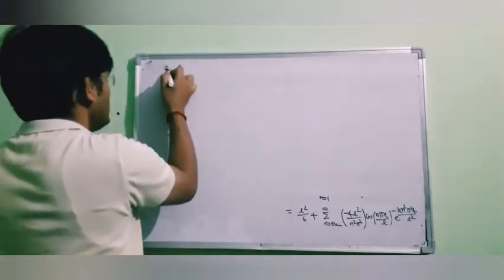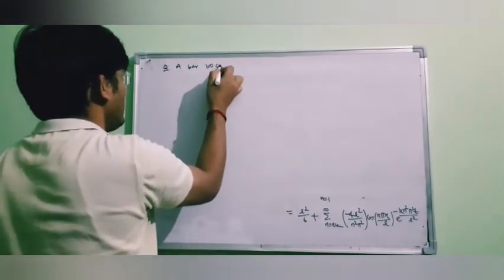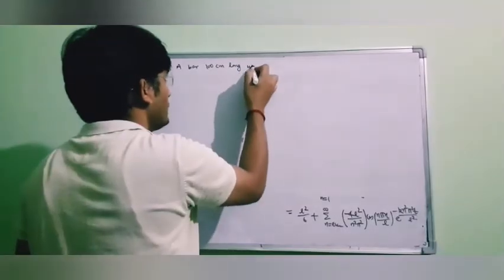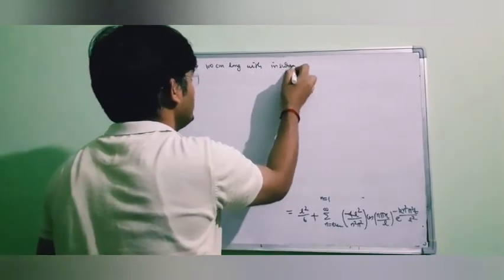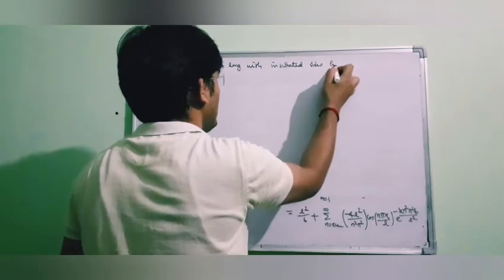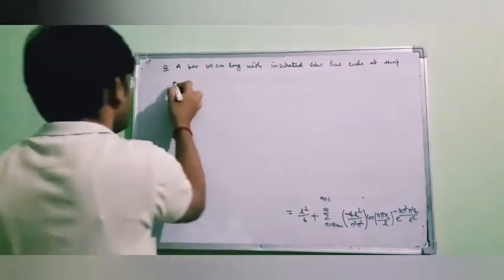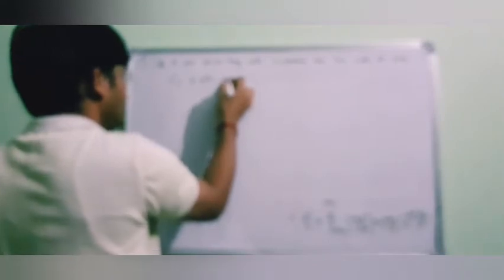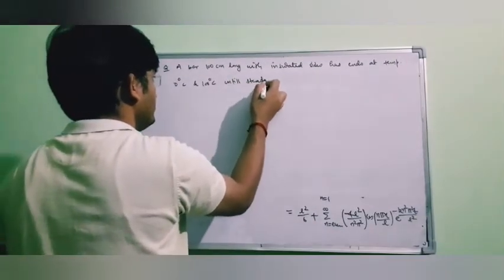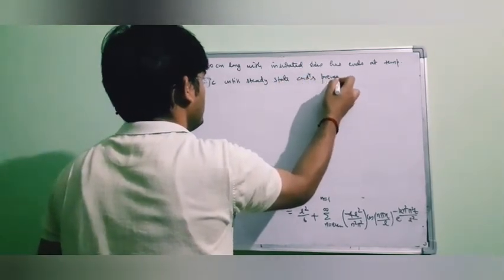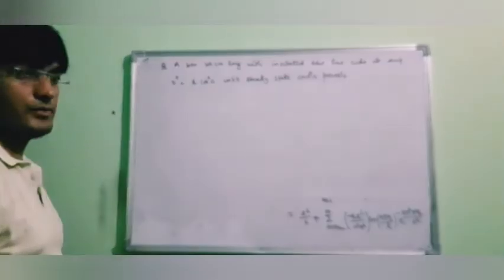Question: a bar 100 cm long with insulated sides has ends at temperature 0 degree centigrade and 100 degree centigrade until the steady state condition prevails.